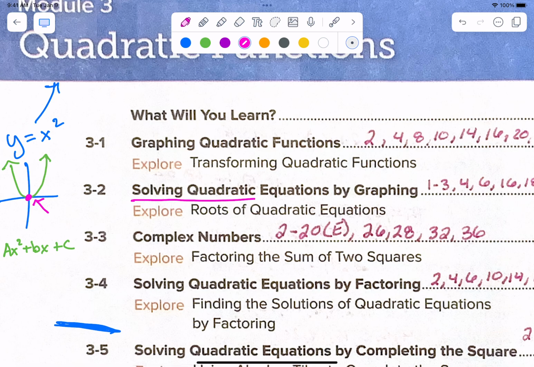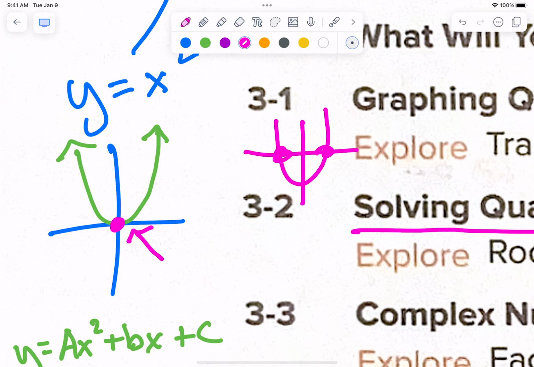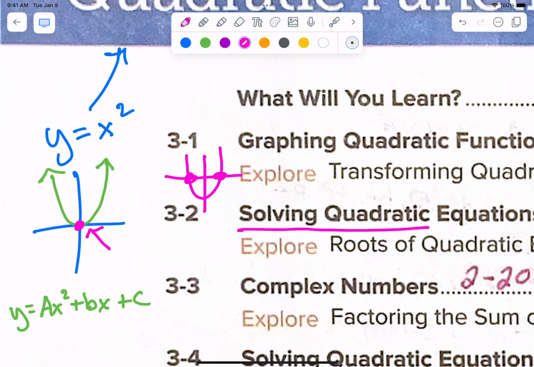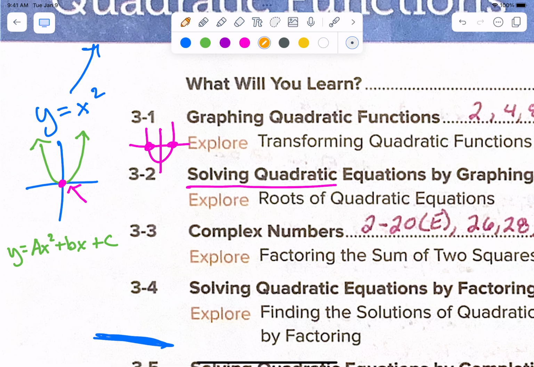We're trying to figure out where it crosses the x-axis. So like this point, or like these two places, where those are living. That's what we're trying to solve. And then we talk about complex numbers. Do you know what complex numbers are? Imaginary numbers. Do you know what imaginary numbers are? I. Have you heard the term i before?